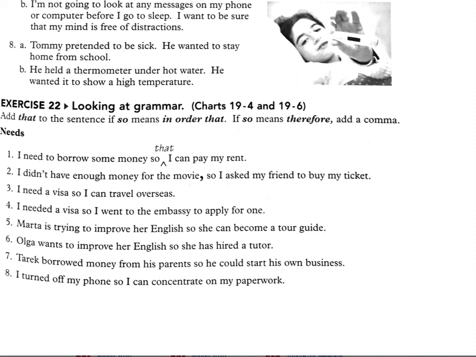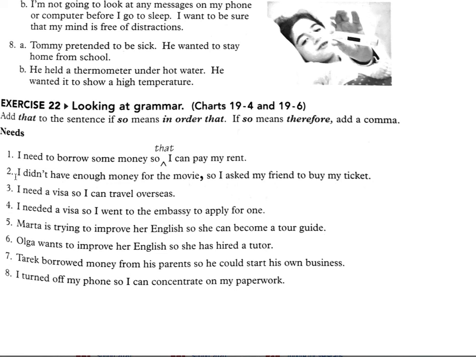So here, look at number 1. These are needs. Everyone has daily needs. I need to borrow some money so I can pay my rent. So here, so means in order that I can pay my rent. So here, I need to borrow some money so that I can pay my rent.